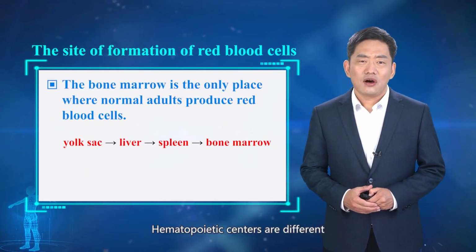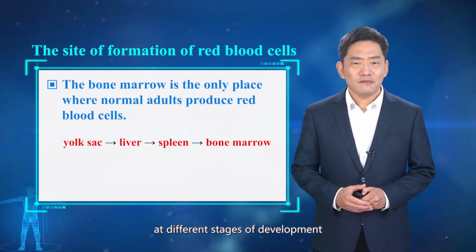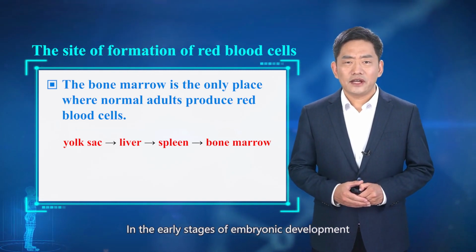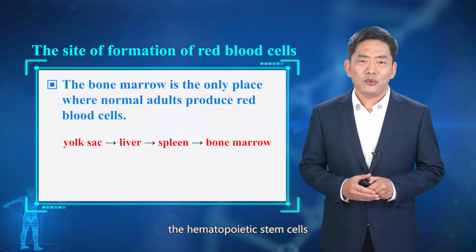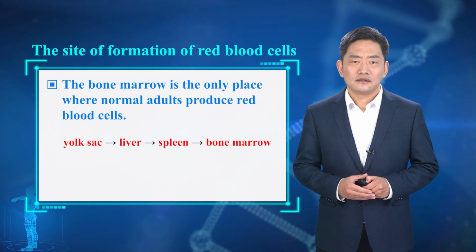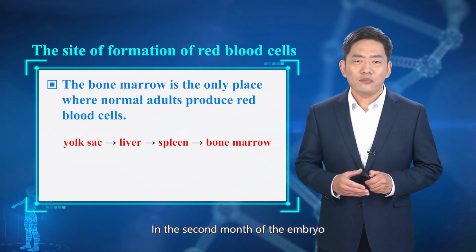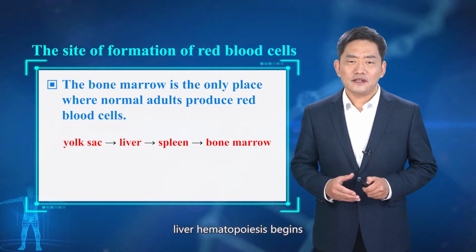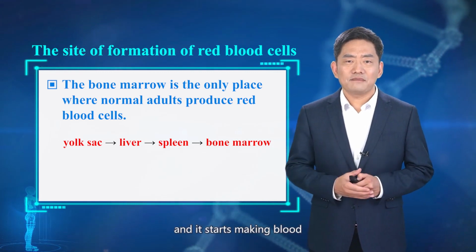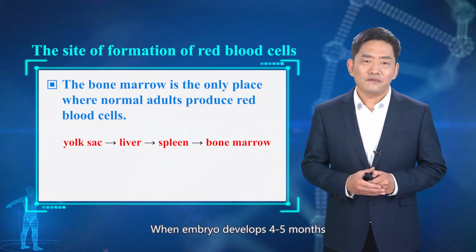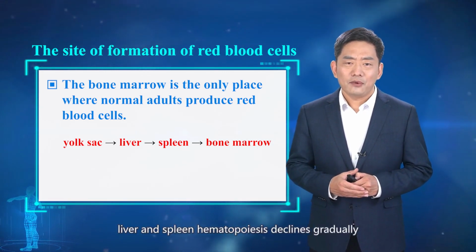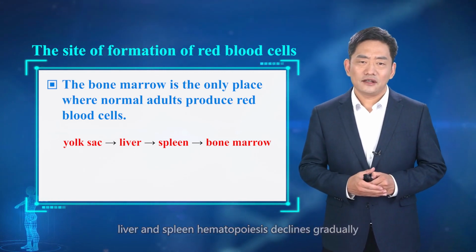Hematopoietic centers are different at different stages of development. In the early stage of embryonic development, the hematopoietic stem cells on the embryonic yolk sac make blood. In the second month of the embryo, liver hematopoiesis begins, and then it goes to the spleen, and it starts to make blood. When the embryo develops 4 to 5 months, liver and spleen hematopoiesis declines gradually.